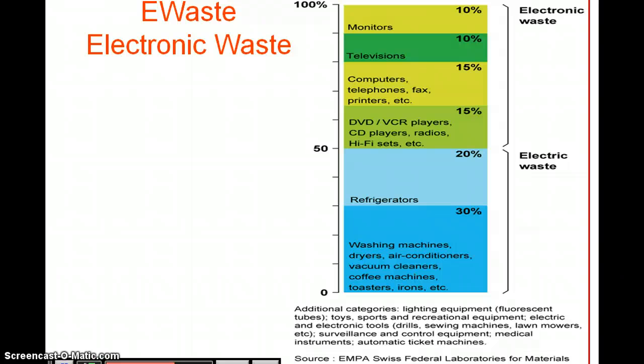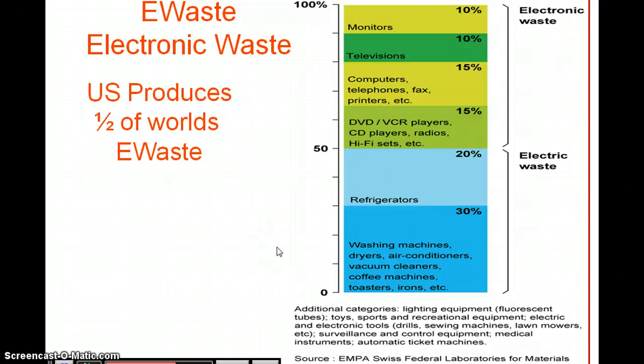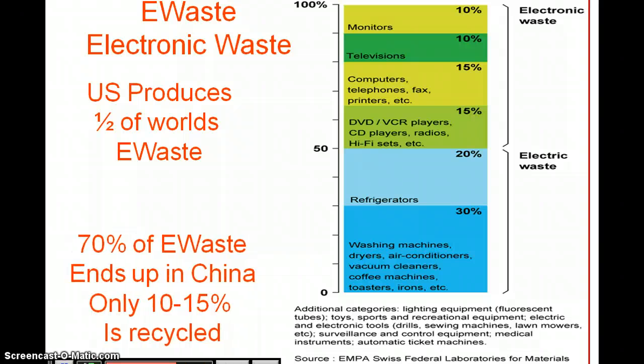Where do you think our e-waste ends up? Africa. Close. The ocean. India? Made in China. China? Taiwan. The US produces half of the e-waste in the world, and 70% of our e-waste ends up in China. Why? Because they're going to recycle our products and make new ones.